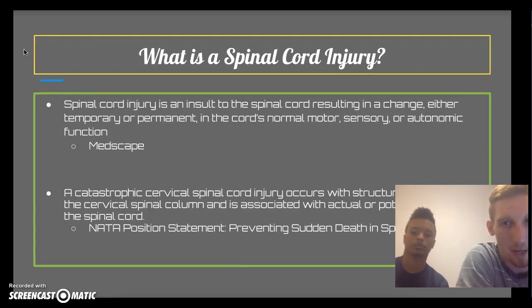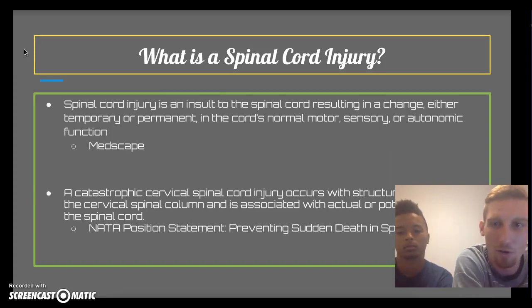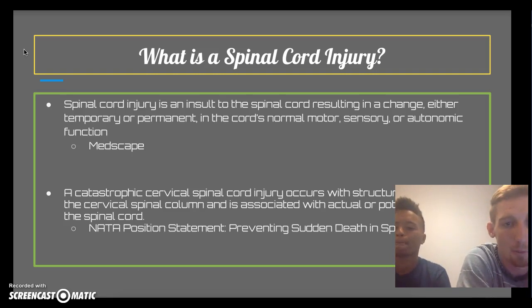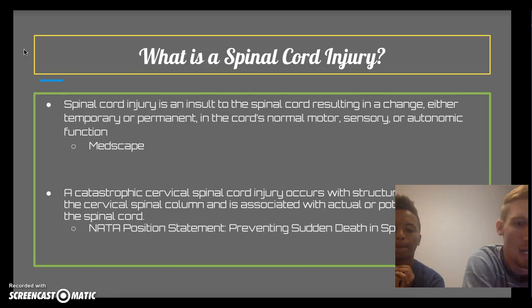Now, what is a spinal cord injury? From Medscape.com, they define a spinal cord injury as an insult to the spinal cord resulting in a change, either temporary or permanent, to the cord's normal motor, sensory, or autonomic function. The NATA position statement on preventing sudden death in sports says a catastrophic cervical spinal cord injury occurs with structural distortion of the cervical spinal column and is associated with actual or potential damage to the spinal cord.